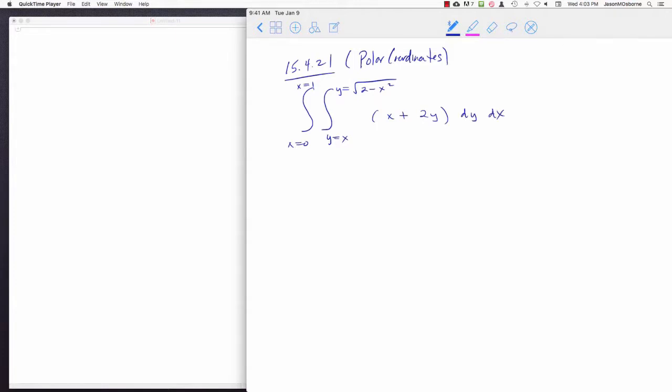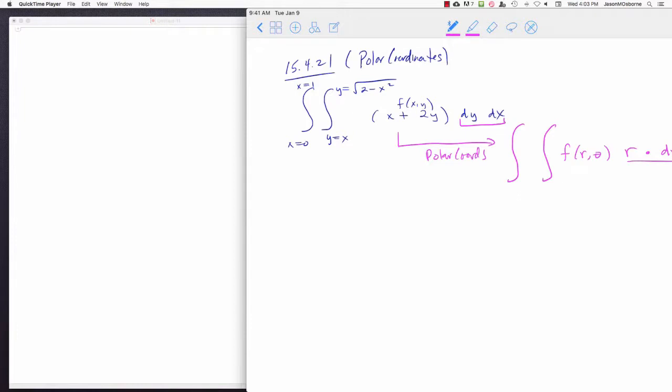dx. And we're asked to convert this problem to polar coordinates, which means we need to turn this into an integral of, if this is a function f of x comma y, then a function of r and theta, r dr d theta, because dy dx turns into r dr d theta.